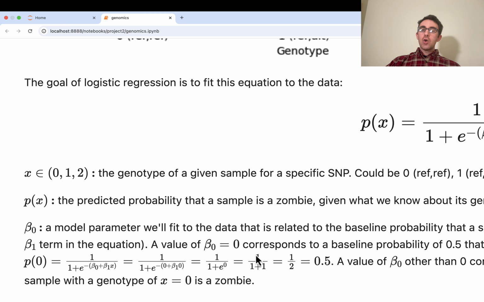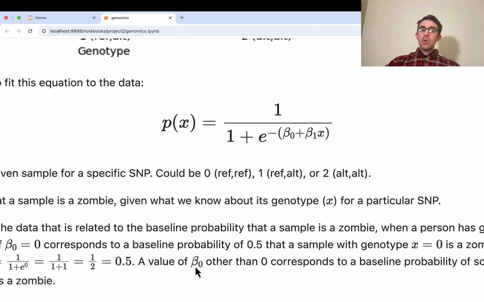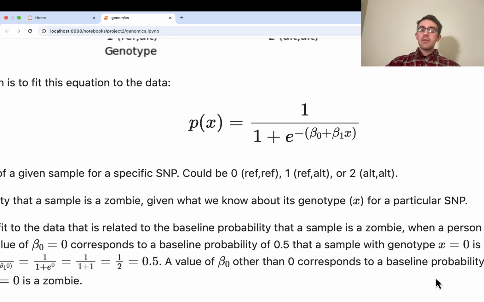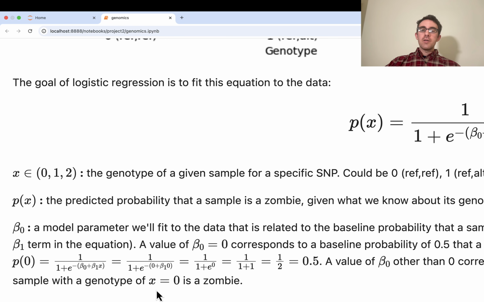So this becomes 1 over 1 plus 1, which equals 1 over 2, which equals 0.5. So basically, if you have a beta 0 fit value of 0, that means that if someone has a genotype of 0, then their probability of being a case or being a zombie is 0.5. And then a value of beta 0 other than 0 corresponds to a baseline probability of something other than 0.5 that someone with a genotype of X equals 0 is a zombie or is a case.